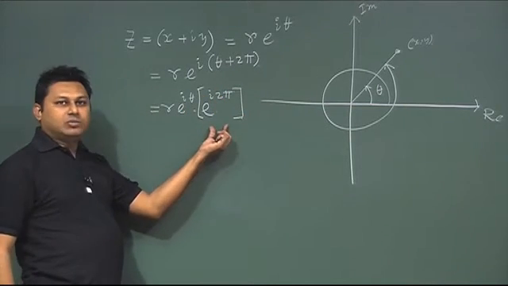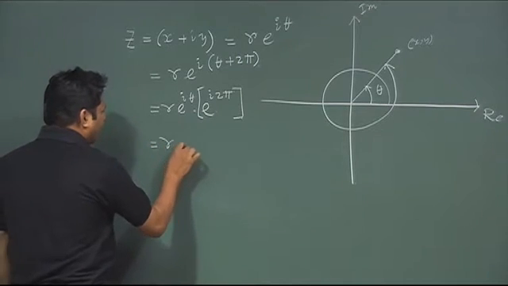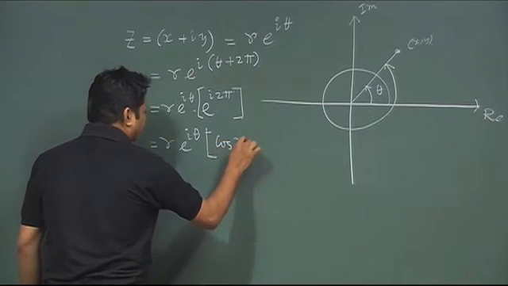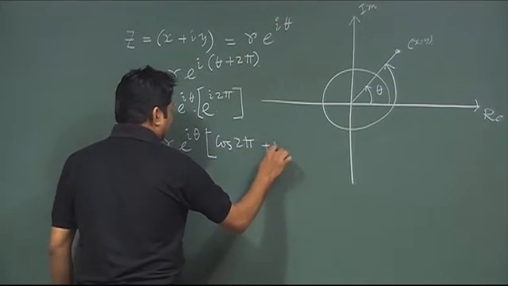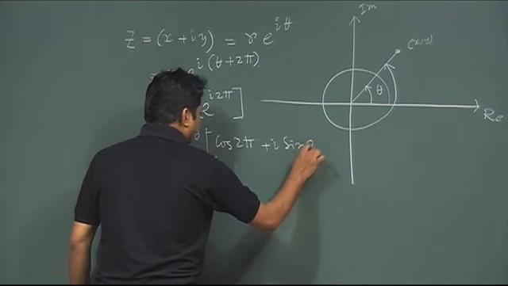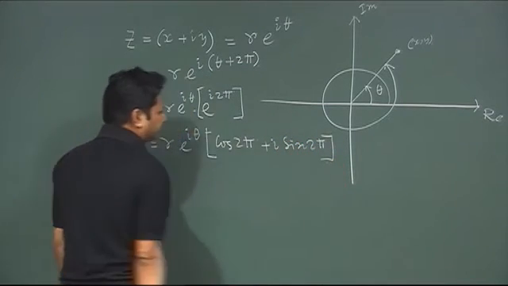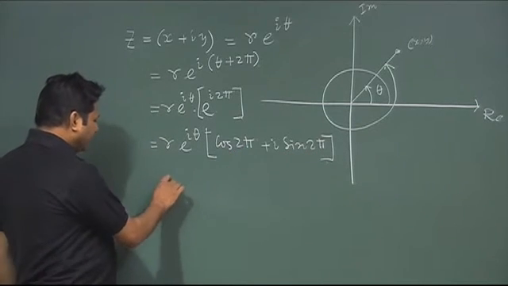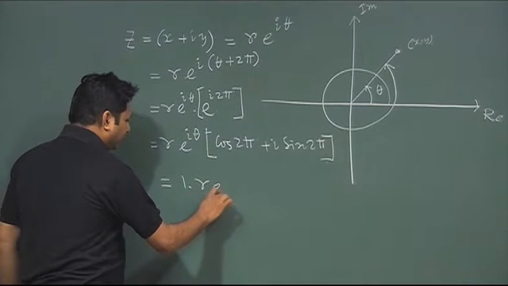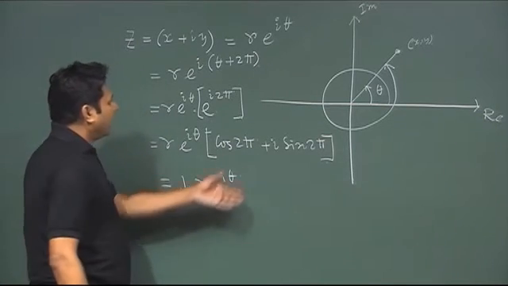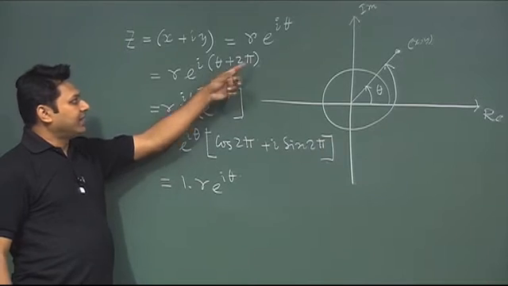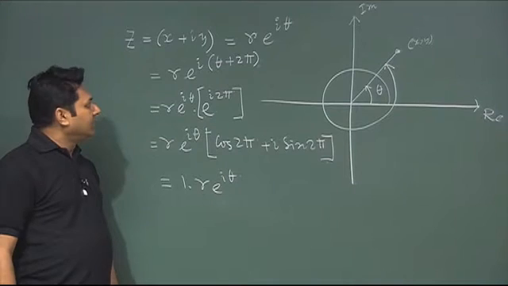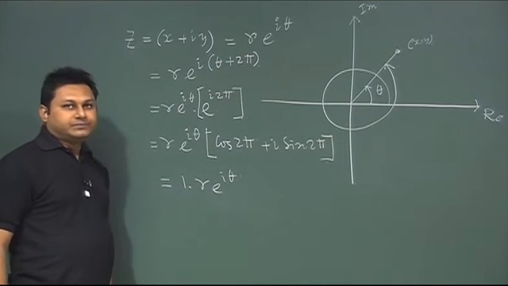And what is the value of this quantity? r e to the power i theta multiplied by cos 2 pi plus i sine of 2 pi. Sine of 2 pi is 0, cos of 2 pi is 1. So eventually I am having 1 multiplied by e to the power i theta, which is the original value, and for that I am getting the same point r, but theta is now changed to theta plus 2 pi.